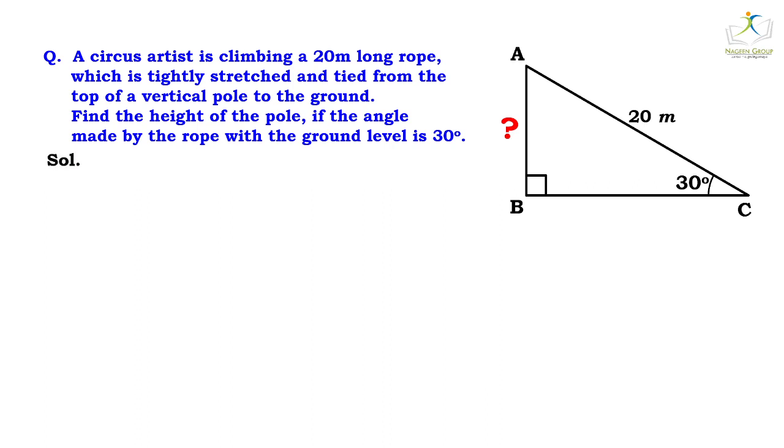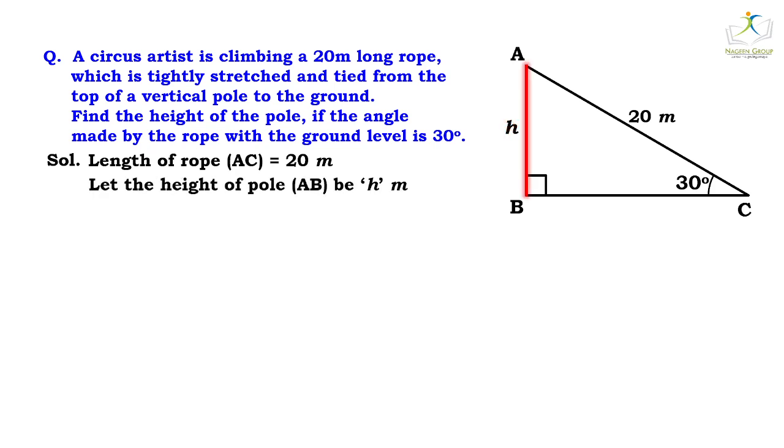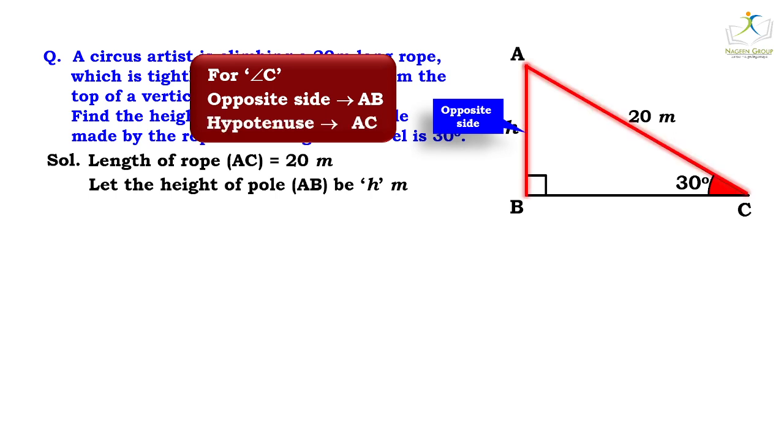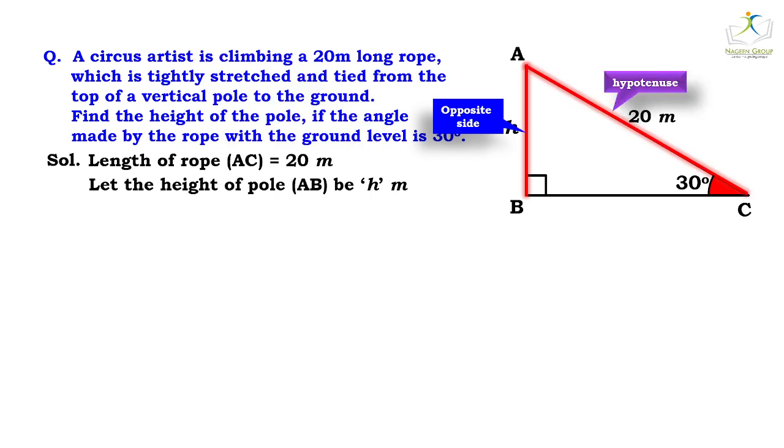So this is 30 now. Now find it. Length of the rope we consider 20 meters. Height of the pole we consider h meters. Now observe angle C. Angle C is given here as 30 degrees. So the side opposite to the angle we consider the perpendicular. What will our hypotenuse be? AC. There are two values: the opposite side, meaning the perpendicular, and the hypotenuse.